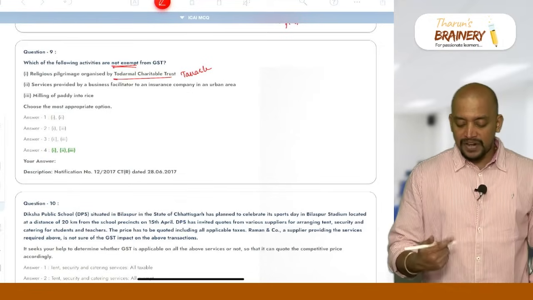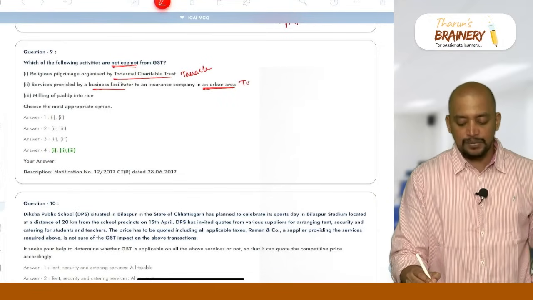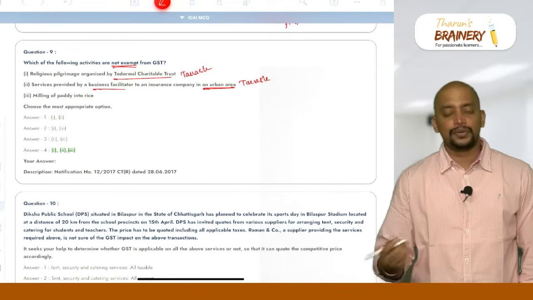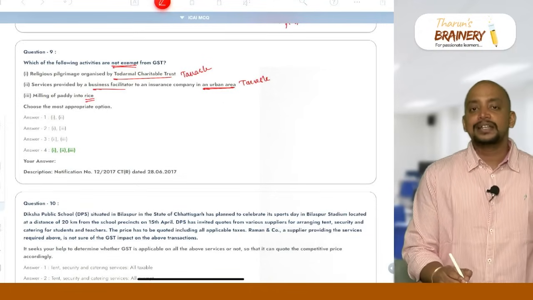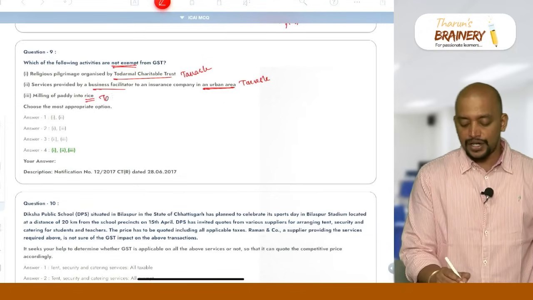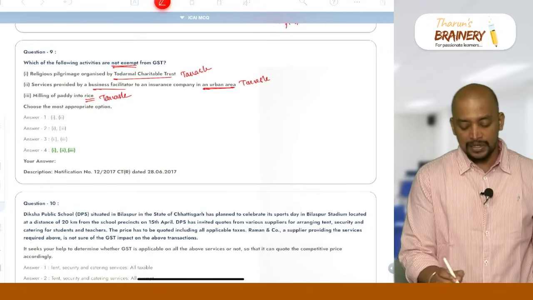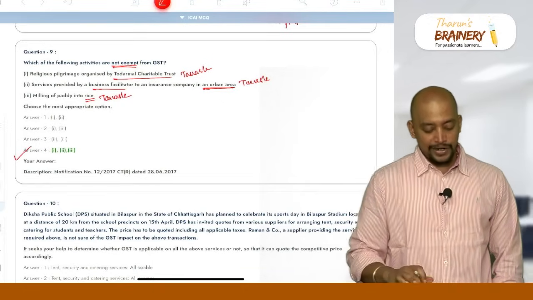Services provided by a business facilitator to an insurance company in an urban area are taxable. If it is in a rural area, it will be exempted. Then milling of paddy into rice: we already discussed that rice is actually not an agricultural produce. So job work in relation to agricultural produce is only exempted, and this will be taxable. So option D, all 3 are not exempted.